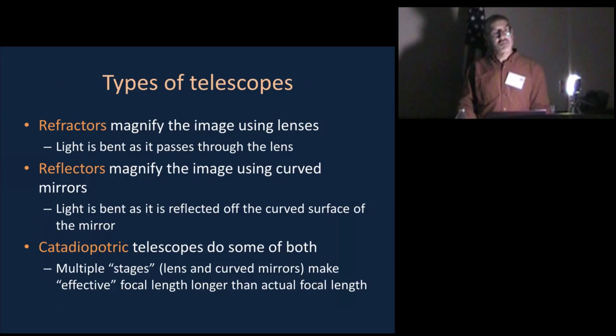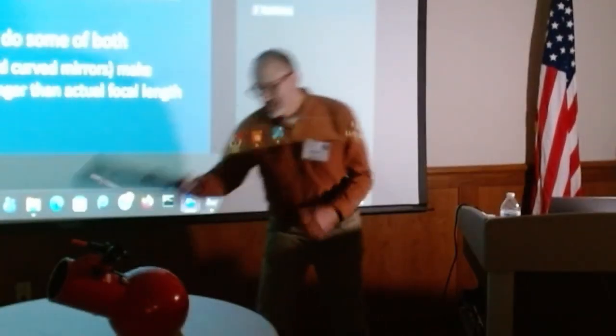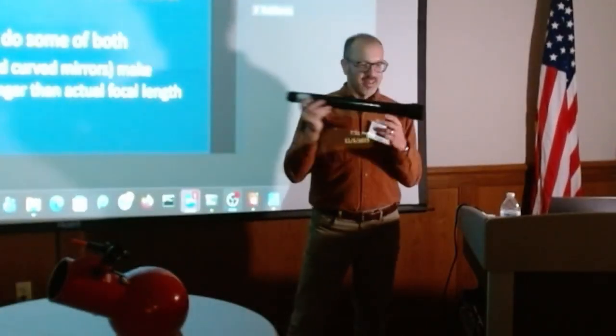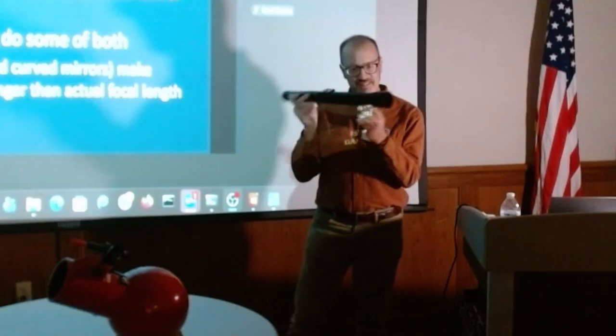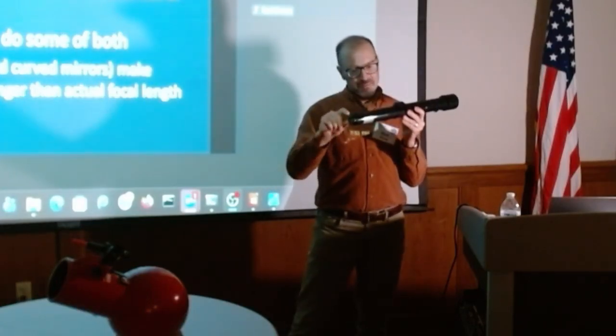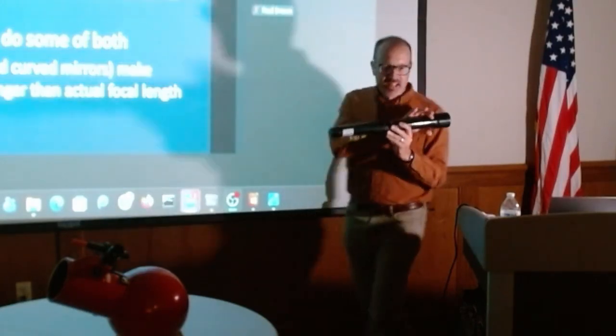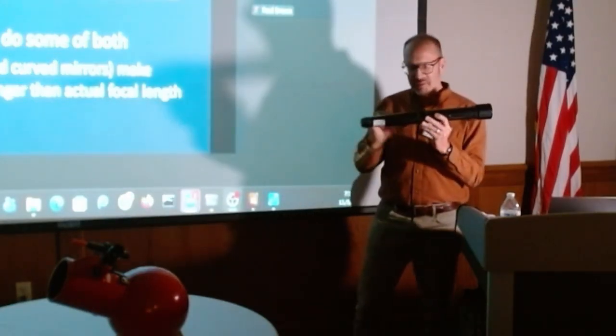Okay, with that as the background on why we have telescopes, now let's talk about types of telescopes. There are two main types, and then there's one that's a combination of the others. Refractors: this is a refractor, a very simple one. Light goes into the front, there are lenses up here, and it comes out the back through an eyepiece. We'll talk about eyepieces, but it's the lenses up here that do the magnification in combination with the eyepiece.